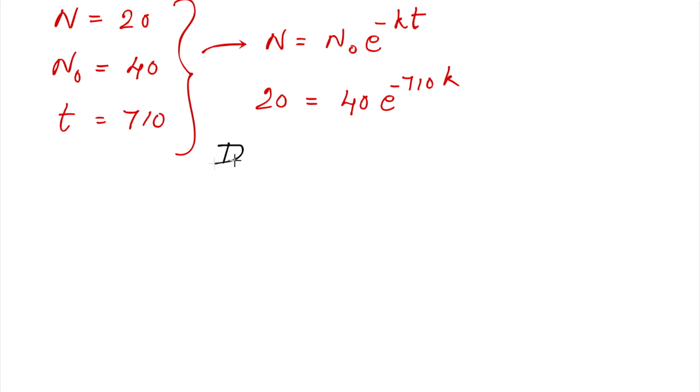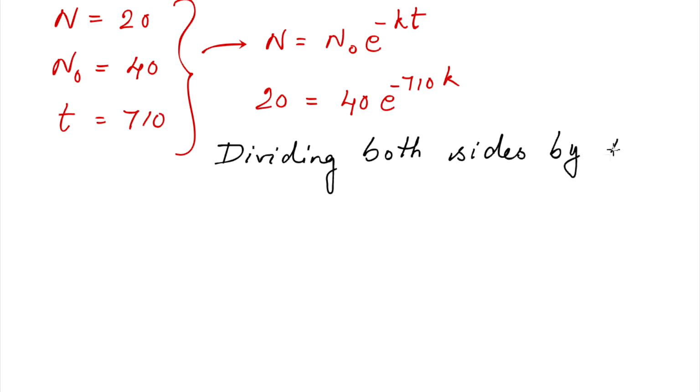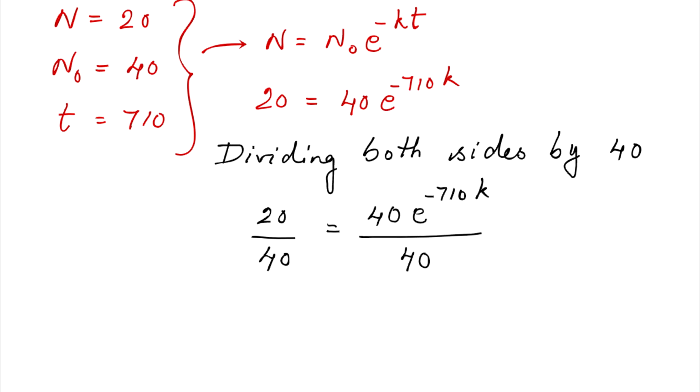Now we will have to divide both sides by the constant 40. By doing so, we are isolating the exponential term on the right side. So dividing both sides by 40. Now let's see what that gives us. So we now have 20 divided by 40 equals 40 times e power minus 710k divided by 40. So on the right side 40 cancels out, and on the left hand side 20 by 40 is reduced to 1 by 2. So this is now our equation.